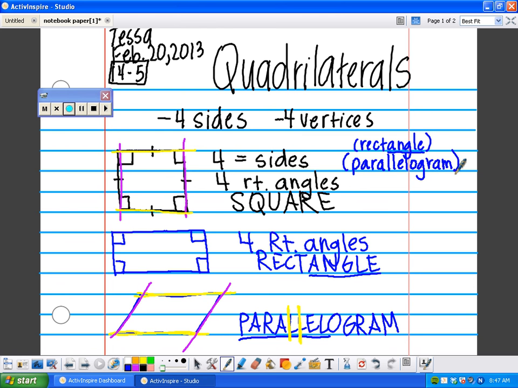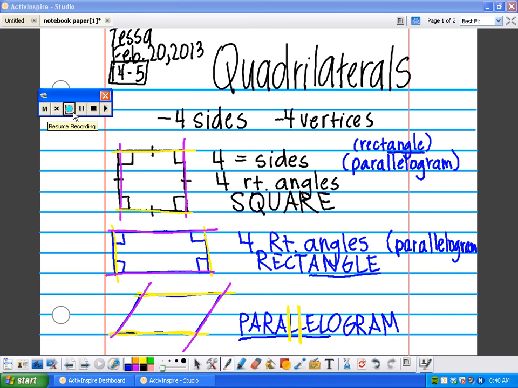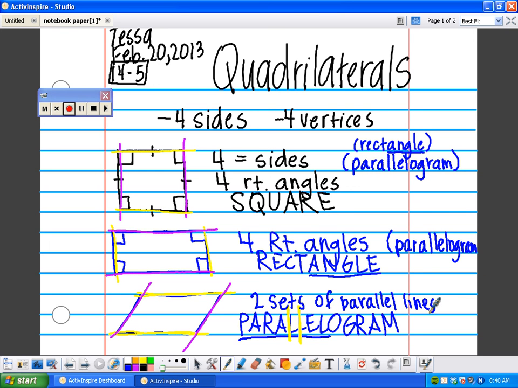Look at your rectangle. Andrea says, hey, wait, this one has how many sets of parallel lines? 2. Look at these. Here's 1 set. Here's 2 sets. Could that also be called a parallelogram? So I better put it over here. This rectangle can also be called a parallelogram. Okay, I want to write my definition for parallelogram, which means 2 sets of parallel lines. That word, parallelogram, really gives you a big hint, doesn't it? It has that name inside it.